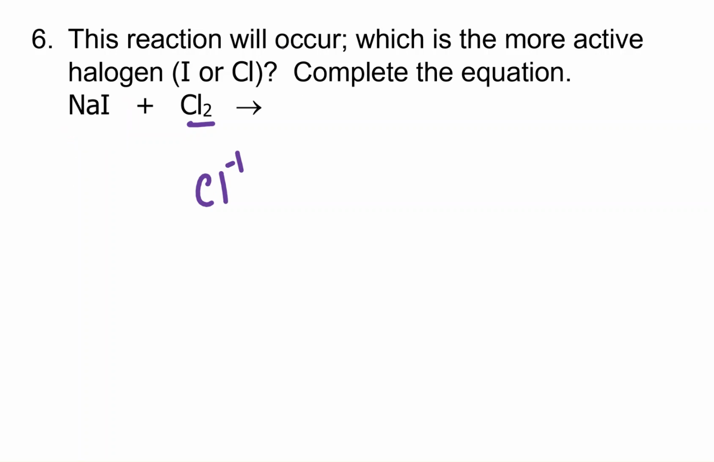So for my products, I'll have the sodium with the chlorine, and then my iodine will be in its elemental state, and I know that it's a halogen, so it's diatomic. So I may want to balance this as well.